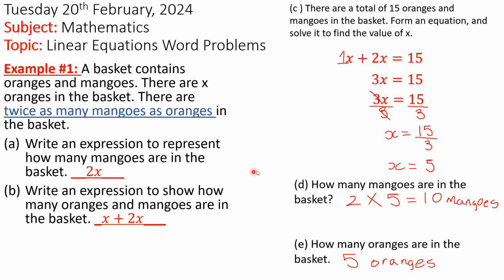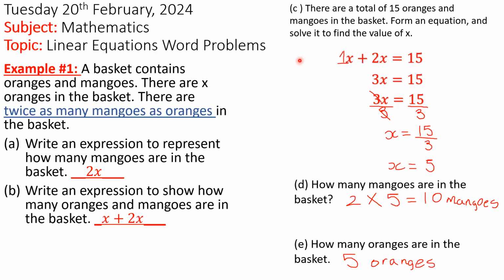C. There are a total of 15 oranges and mangoes in the basket. Form an equation and solve it to find X. So the equation is X plus 2X equals 15, because the coefficient of X is 1. So X plus 2X is 3X. So 3X equals 15. Then we divide both sides by 3. X equals 15 over 3, and 3 goes into 15 5 times, so X equals 5.